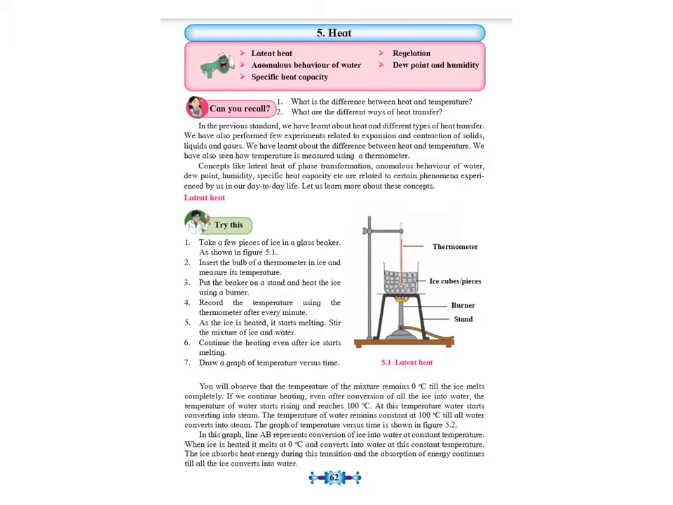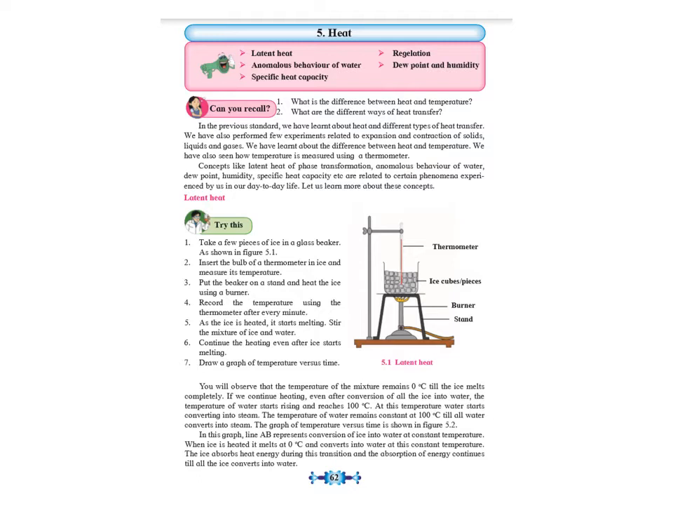Before we start with the explanation, there is an experiment that is given to you. Look at the diagram. Take a few pieces of ice in a glass beaker as shown in the diagram. Insert the bulb of a thermometer in the ice and measure the initial temperature. Put the beaker on a stand and heat the ice using a burner. Record the temperature using the thermometer after every minute.